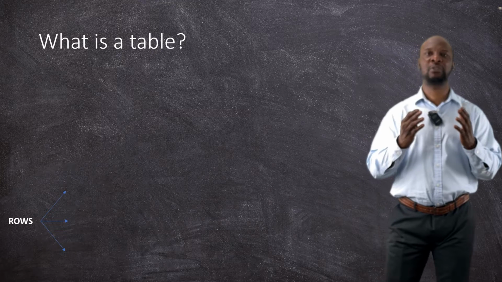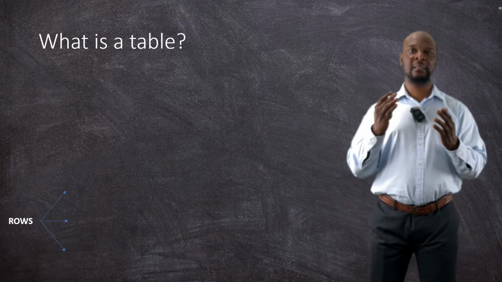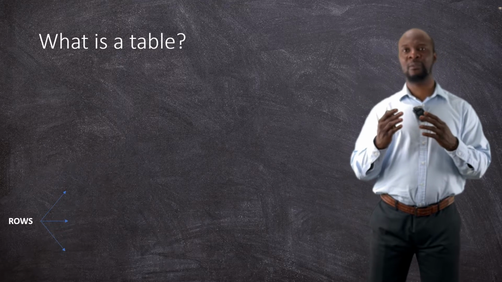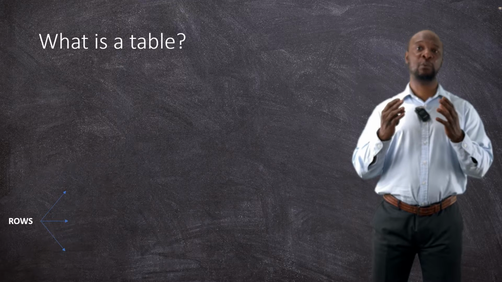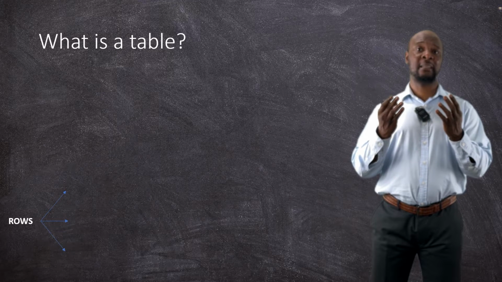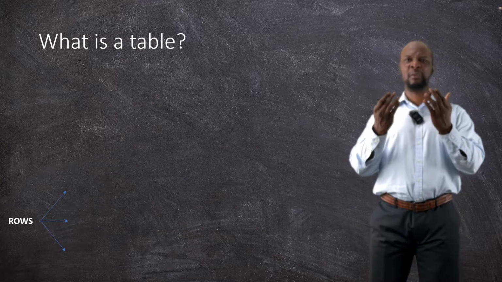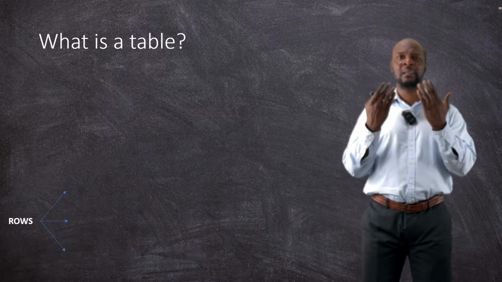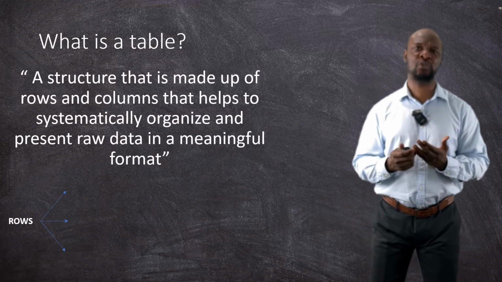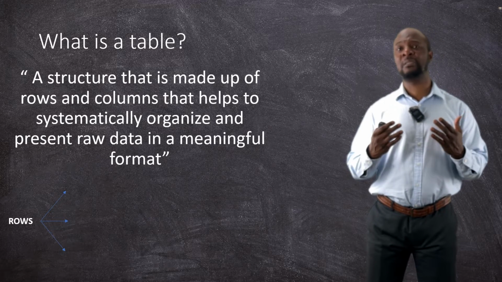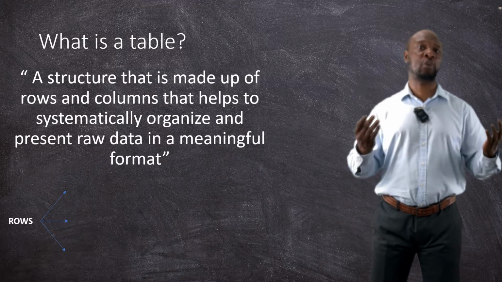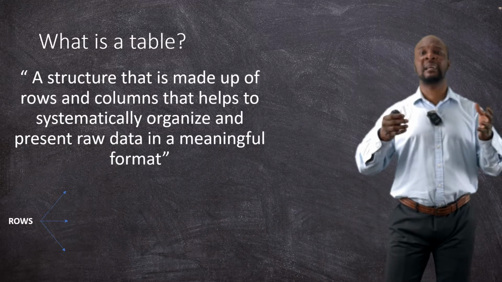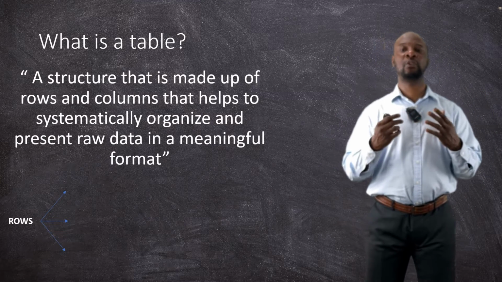A table is just a simple structure that is arranged in rows and columns, where you put data to be able to visualize it properly and organize it in a better format. So the definition says a table is a structure made up of rows and columns that helps you to systematically organize and present raw data in a meaningful format.